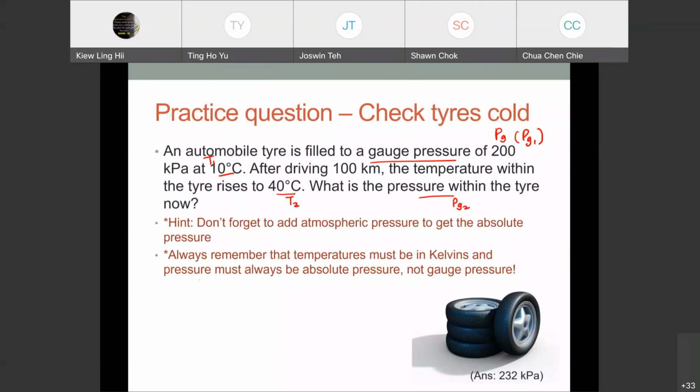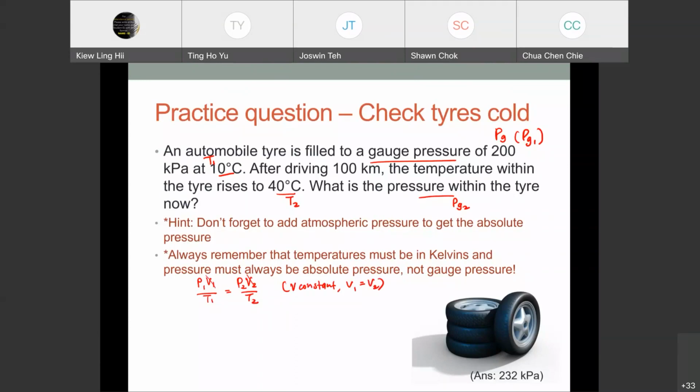So from our P1V1/T1 equals P2V2/T2. In this case, what is being held constant? Your volume, right? Because the air is trapped within the size of the tire, so your volume is constant. So when your volume is constant, it means V1 equals V2. We can cancel off V on both sides. So plug in the values.